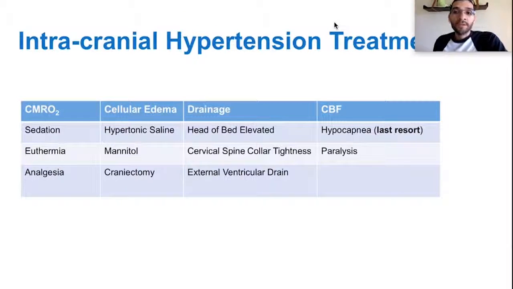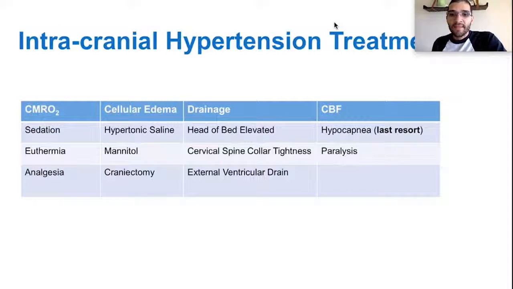Cervical spine collar, if it's too tight, you press on the jugulars. If you ever had a chance to do a central line, if you take your ultrasound and you press on the internal jugular, it's very, very easy to compress it. You can imagine you have a collar that presses both of them, you're obviously going to get some backflow. And then you can provide an external ventricular drain, which we discussed already.